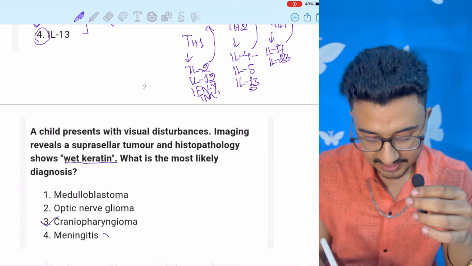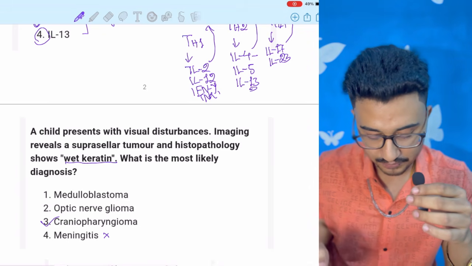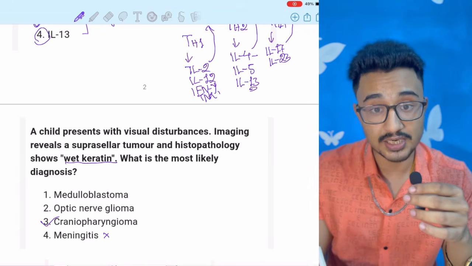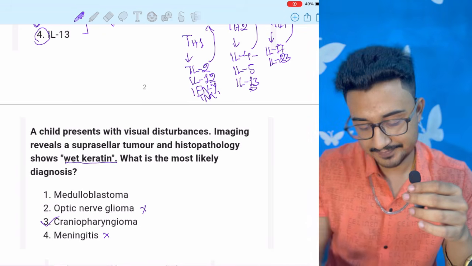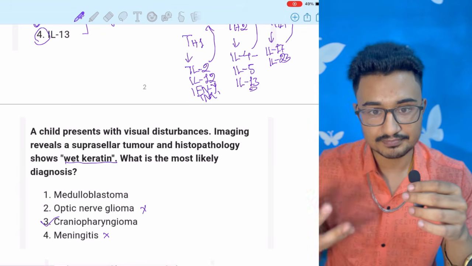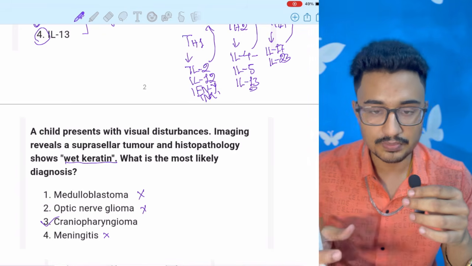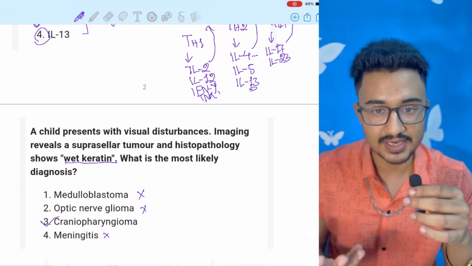Among the options, meningioma won't be just suprasellar. Optic nerve glioma will be in the optic canal or in the orbit. Medulloblastoma is in the base of the skull. So by ruling out options also you can mark the correct answer.